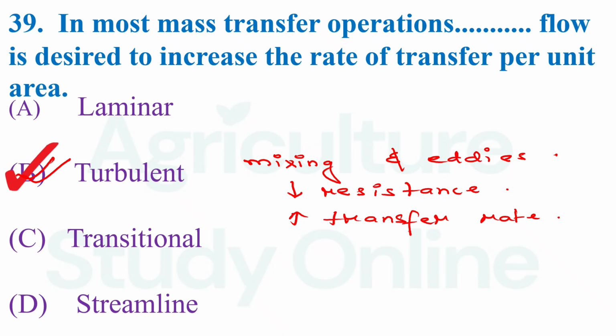Whereas laminar flow means smooth or orderly flow. Means a thick boundary layer is there and low mass transfer will be there. Transitional is between the laminar and the turbulent. And streamline has a laminar type flow.